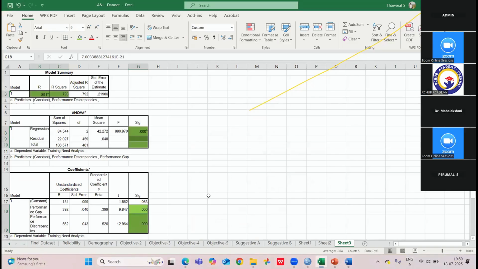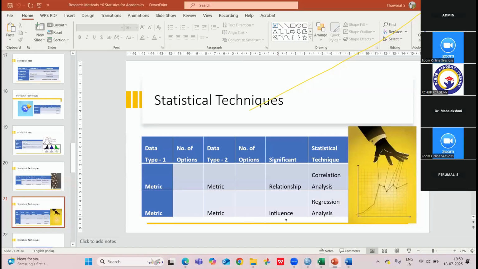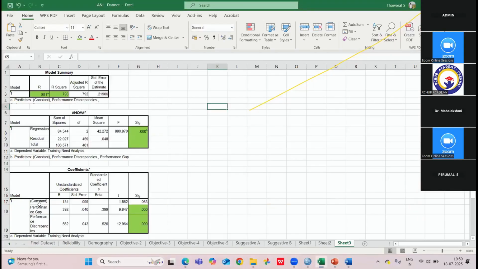If I wanted to explain, it would go on for hours. But I will tell you how to interpret it first. Regression analysis is nothing but understanding the impact or influence of one variable on another variable. Here I wanted to know whether the performance gap and the performance discrepancies together impact the training need analysis. This is my hypothesis: there is no significant impact of performance gap and performance discrepancies on training need analysis. To test my hypothesis, I have made a regression analysis.